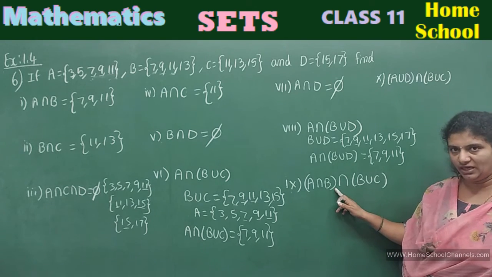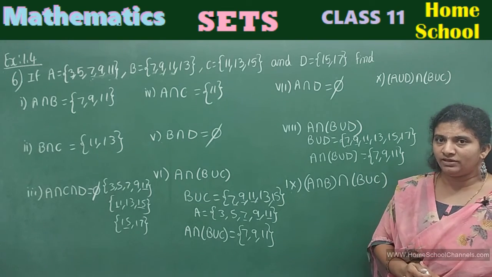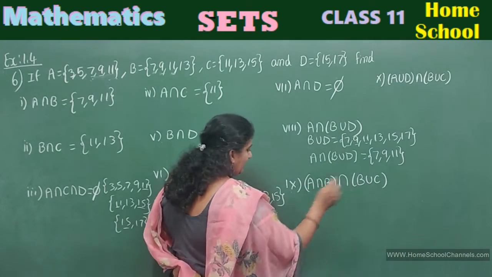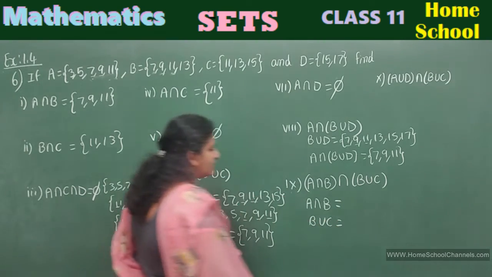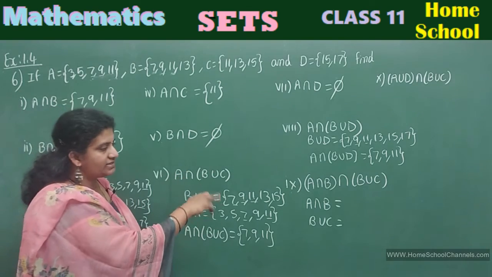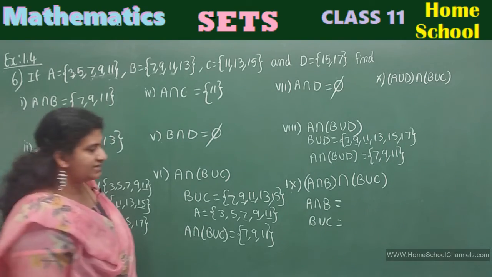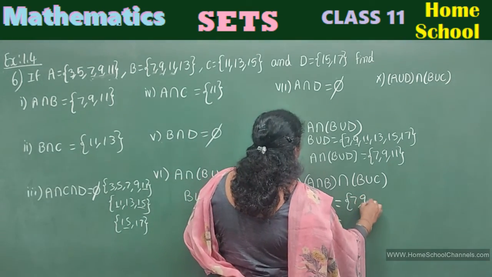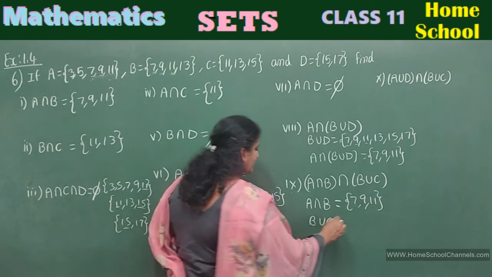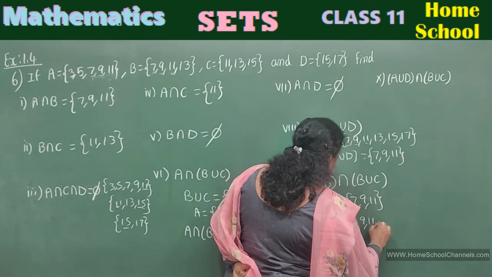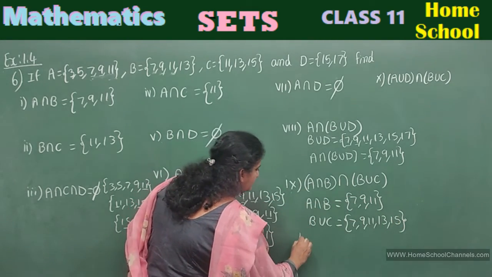9th one, A intersection B intersection B union C. So how to do this type of problems? First do the brackets separately. A intersection B is equal to, and B union C is equal to, find out separately. Later you do the intersection of both the answers. A intersection B you have already done. What is the answer? 7, 9, 11. Have you done B union C? Yes. Here you have 7, 9, 11, 13, 15. Now, intersection of these two sets.